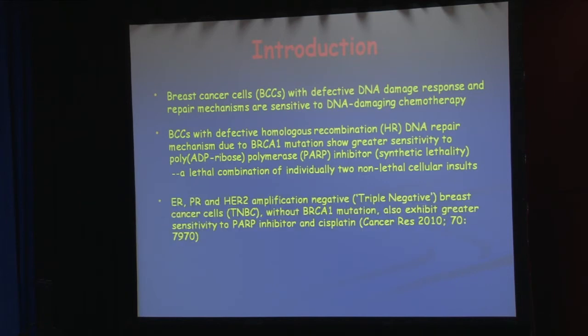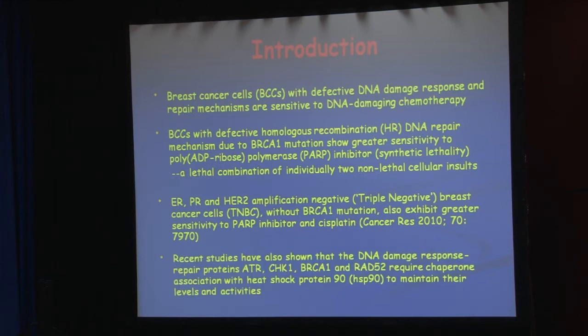ER, PR, HER2 amplification negative triple negative breast cancer cells, or TNBC cells, without BRCA1 mutation also exhibit greater sensitivity to PARP inhibitor and cisplatin. This has been previously reported. Recent studies have also shown that DNA damage response repair proteins ATR, CHEK1, BRCA1, RAD52 require chaperone association with heat shock protein 90, HSP90, to maintain their levels and activities. HSP90 keeps them inactive in native conformation.